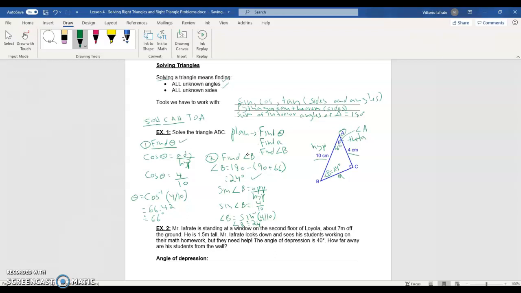So far we have theta, which is really just angle A, we have angle B, and now what we need to find is our side A. We can do that using a variety of techniques. We can use our Pythagorean theorem, we could use the trig ratios. So we'll find side A.